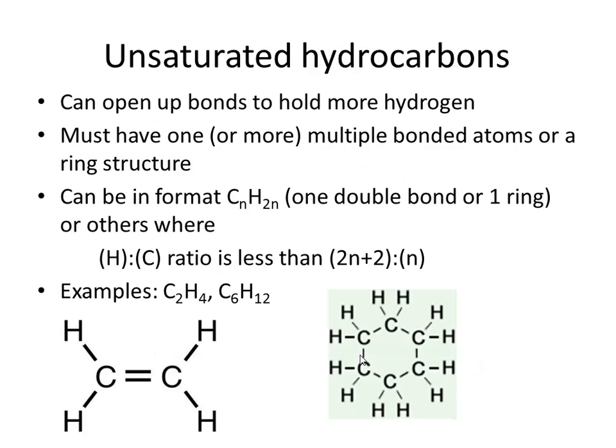Unsaturated hydrocarbons, unsaturated meaning not full, you can have more hydrogens come in there. So if you have any sort of hydrogen to carbon ratio where you have less than 2n plus 2 to n, you're going to have a way that more hydrogens can go in there.